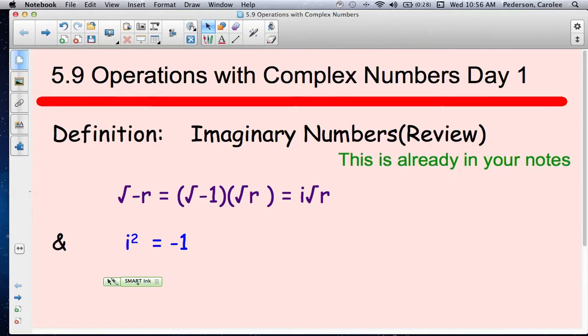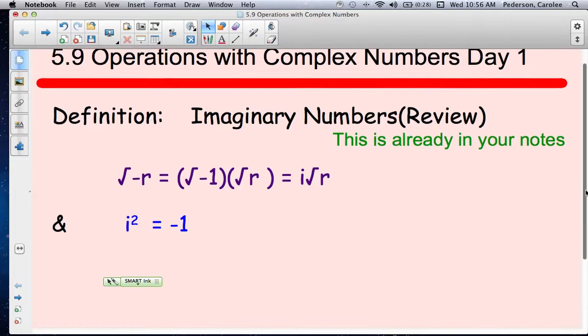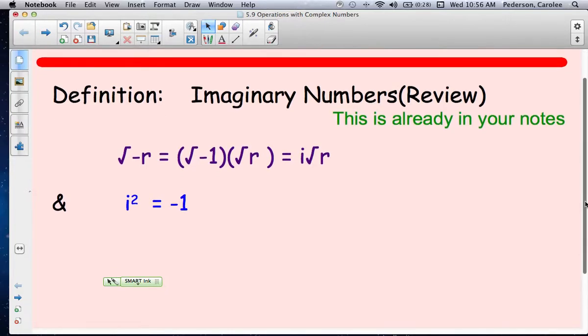When you see a square root of a negative number, you want to replace that negative number with an i out in front. Also, if you have an i squared, you replace that i squared with a -1 in the problem.